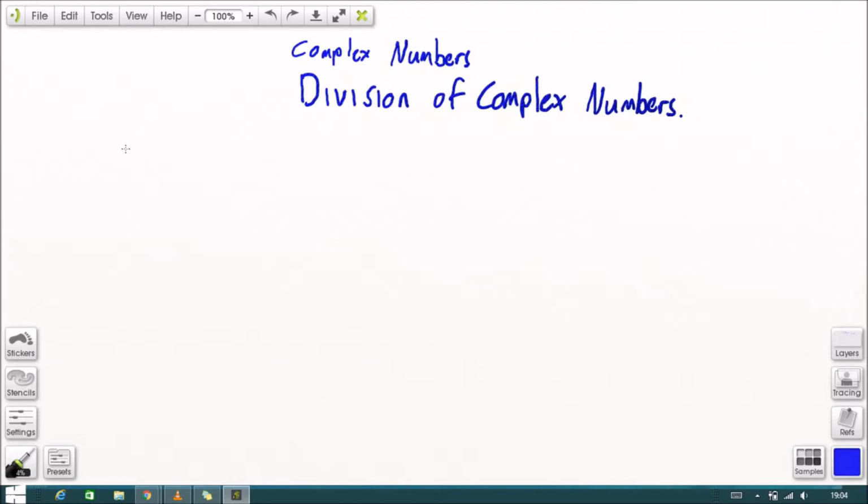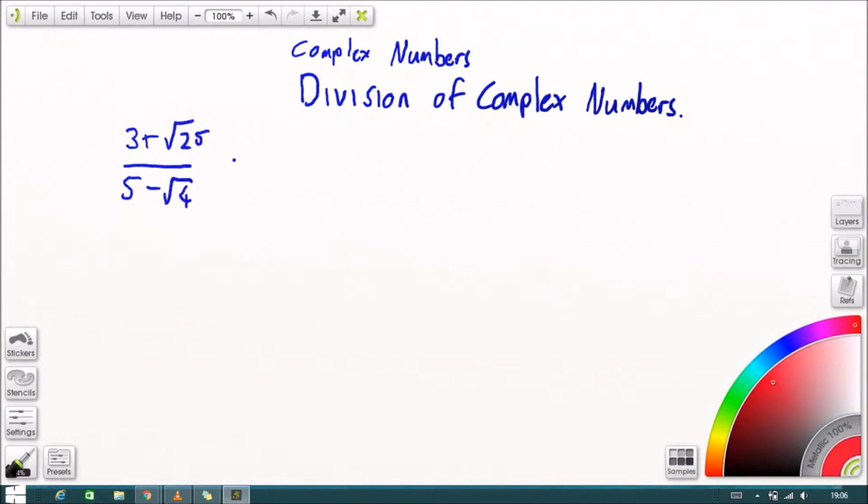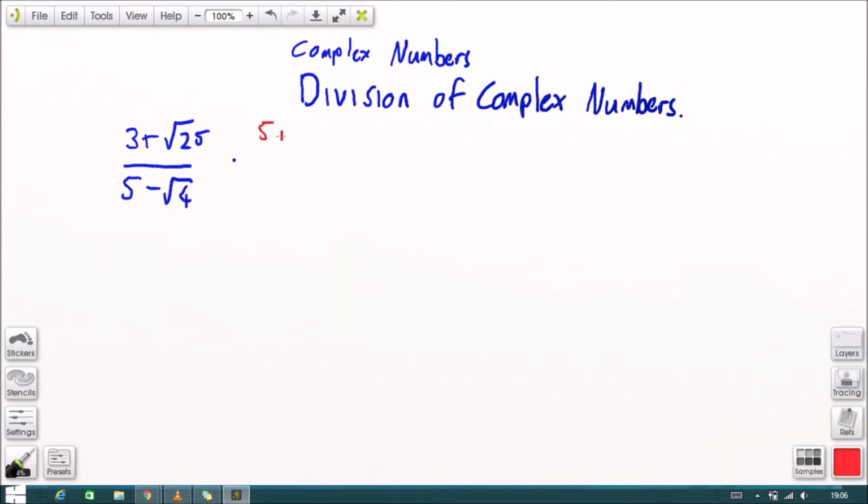Okay, we're going to look now at dividing complex numbers. So just remember, when we did this with surds, we multiplied the top and the bottom by the conjugate of the denominator. So that is to multiply the top and the bottom by 5 plus root 4. All we've done is change the sign to get the conjugate.